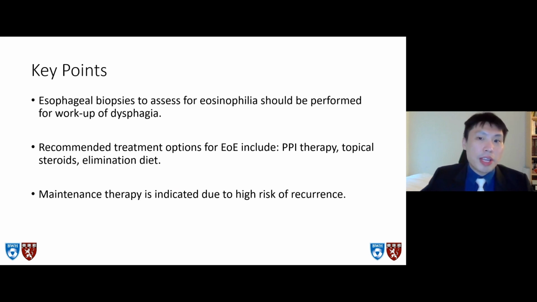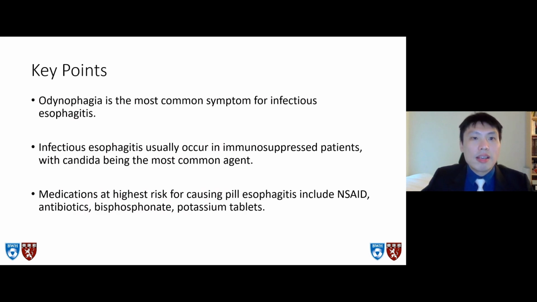Esophageal biopsies to assess for eosinophilia should be performed for the workup of dysphagia. Recommended treatment options for EoE include PPI therapy, topical steroids, or elimination diet. Importantly, maintenance therapy is indicated due to the high risk of recurrence if therapy were to be stopped. Odynophagia is the most common symptom for infectious esophagitis, and it usually occurs in immunocompromised patients, with Candida being the most common agent. Medications at higher risk for causing pill esophagitis include NSAIDs, antibiotics, bisphosphonates, and potassium tablets.